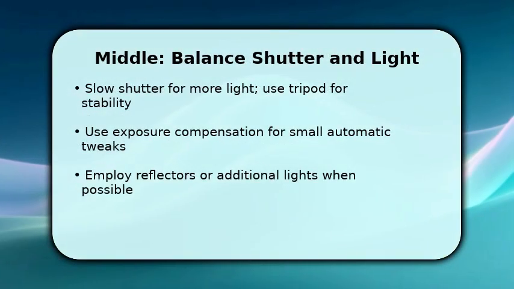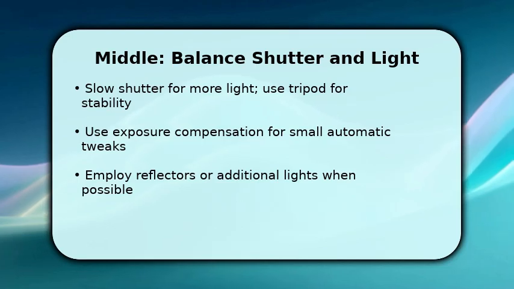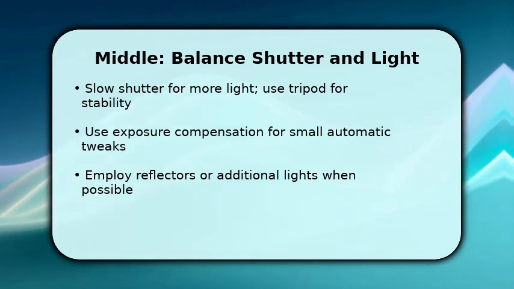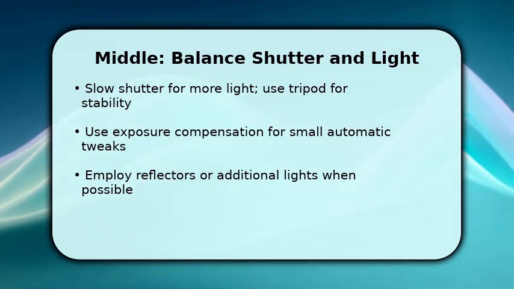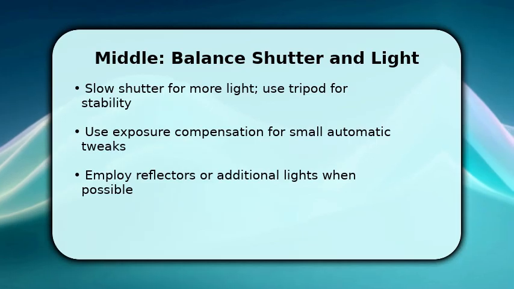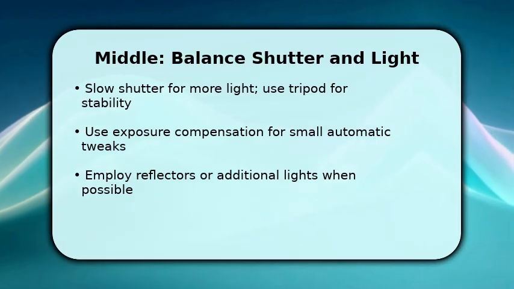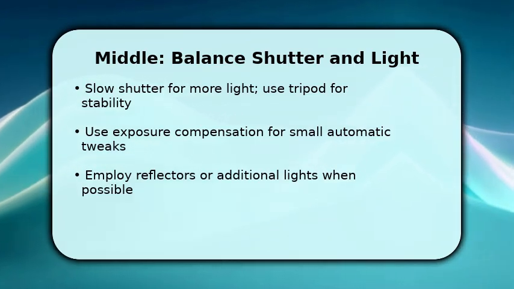Next, adjust shutter speed to let in more light. Slow it but keep motion in mind. If you're shooting handheld, stay above the reciprocal of focal length for sharpness, or use a tripod for long exposures. Use exposure compensation when in semi-auto modes to nudge brightness without full manual control.